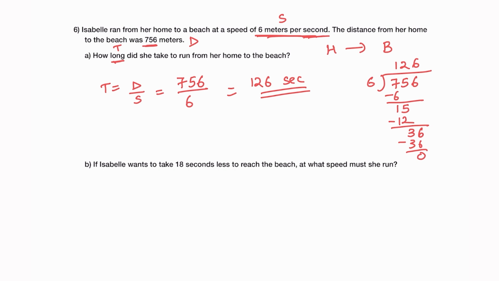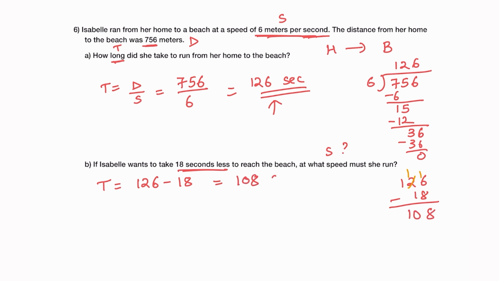Okay. Part 2. If Isabel wants to take 18 seconds less, at what speed must she run? So we have to find the speed now. How much time? 18 seconds less, but from what? From this. So the time that she wants to take is 126 minus 18. Let's do it here, 126 minus 18. 16 minus 8 is 8, 11 minus 1 is 10. So 108 seconds. And we know the distance, right? From here, the distance has not changed, right? So that's 756 meters.